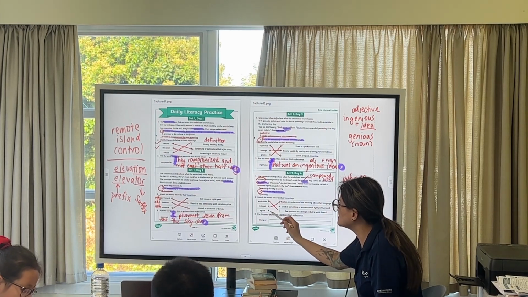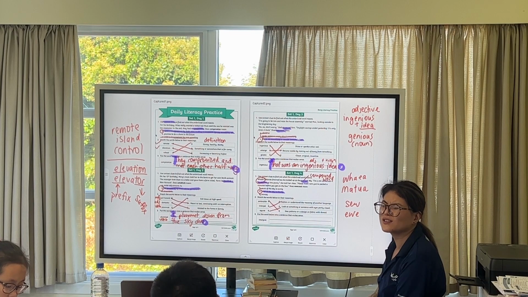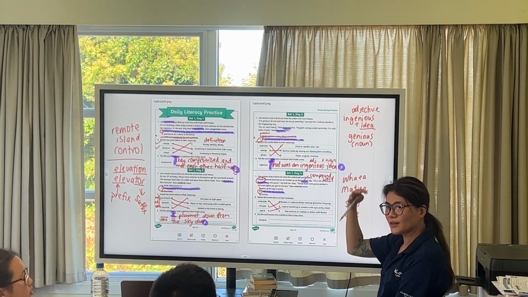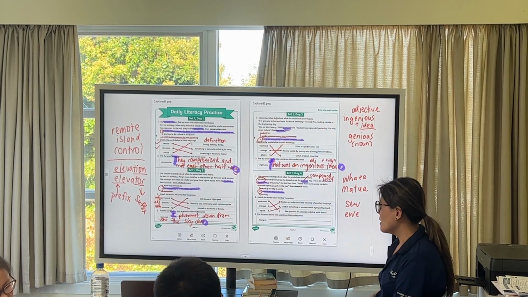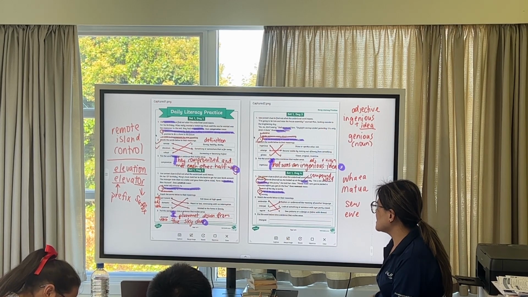Interpret: explain or understand the meaning of another language. Squint is a verb, looking at something with eyes partly closed. So it's like this, you can't quite see, squinting. Or when the sun is very big, you squint. Put the word below into a sentence that makes sense. Interpret.